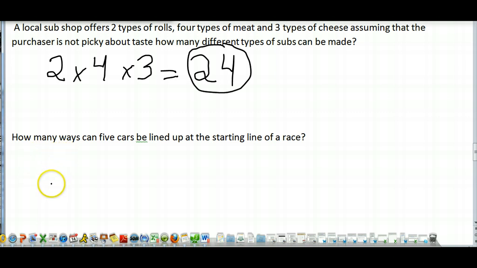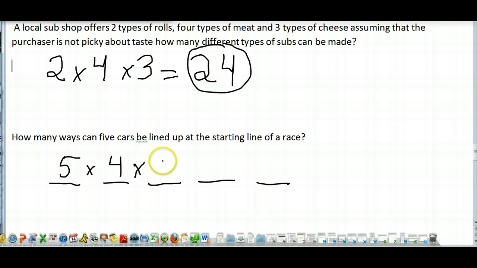If I go to fill that first slot, we'll draw 5 slots at the starting line of a race. If I go to fill that first slot, I have 5 different ways. If I go to fill the second slot, I've already got a car in the first slot, so I only have 4 cars to fill up the second slot. In a similar fashion, I only have 3 cars to put in the third slot because there is a car in the first 2, and then 2, and then 1.